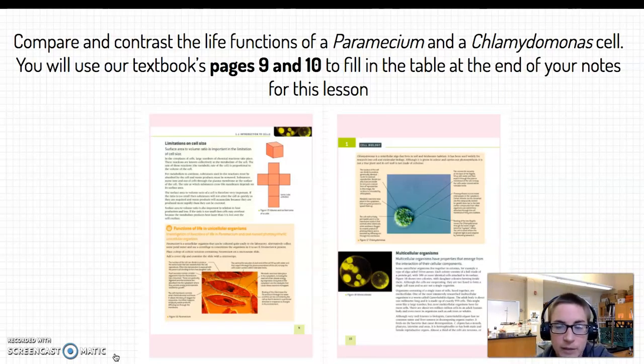Okay, your task to finish your notes, as long as you have the definitions of the 7 functions of life, your next task is to use your textbook, page 9 and 10, to fill in the comparison chart for the functions of life in paramecium and Chlamydomonas.